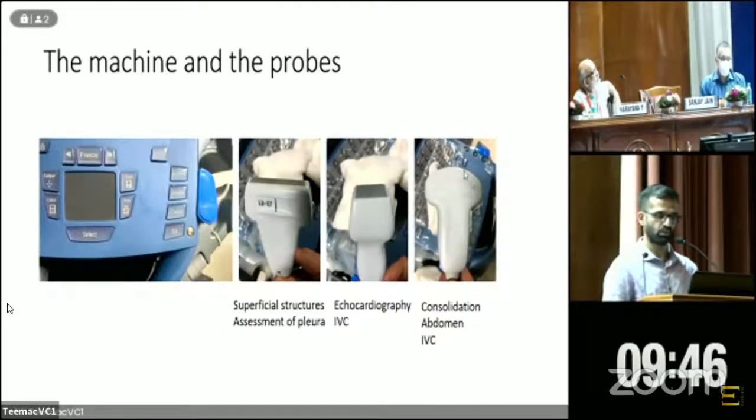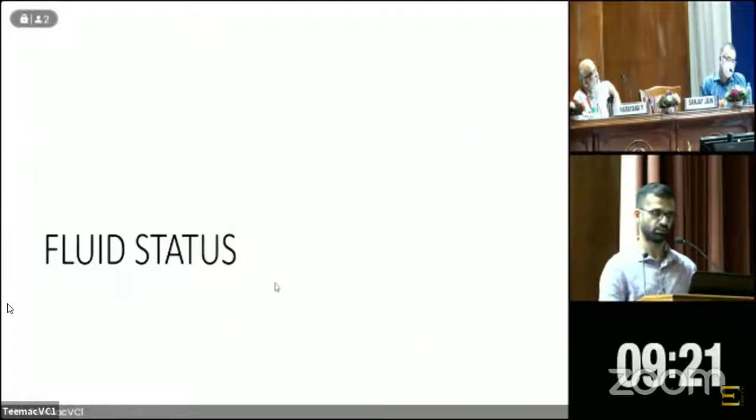The probe on the extreme right is the one which we use for the ultrasound of the abdomen. It can be used for IVC visualization as well. The middle one is the echo probe, used both to assess the heart, and the IVC can alternatively be assessed with this. And the third is the superficial probe, 6 to 13 megahertz, which can be used to assess superficial structures, and it can be used for pleural and lung ultrasound.